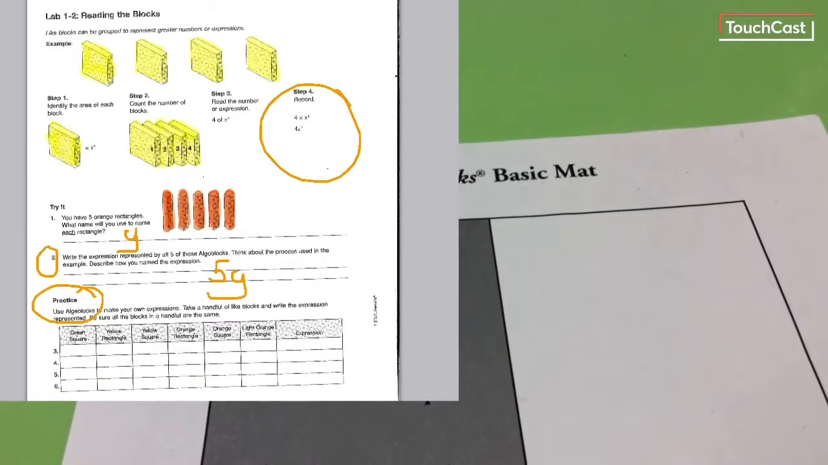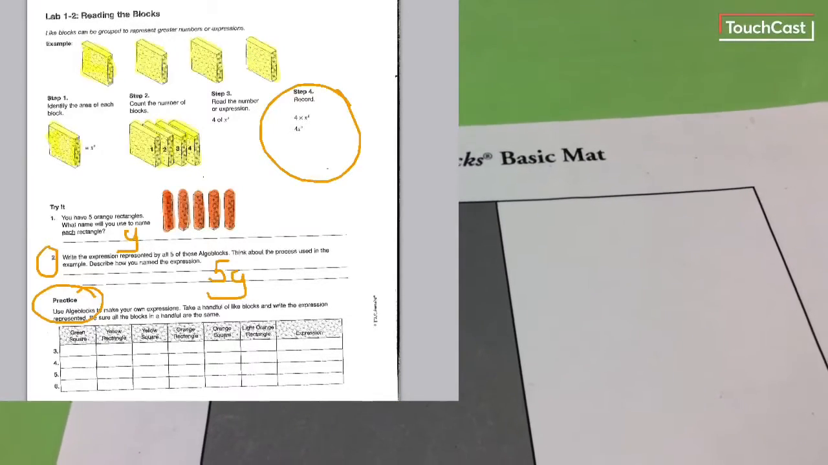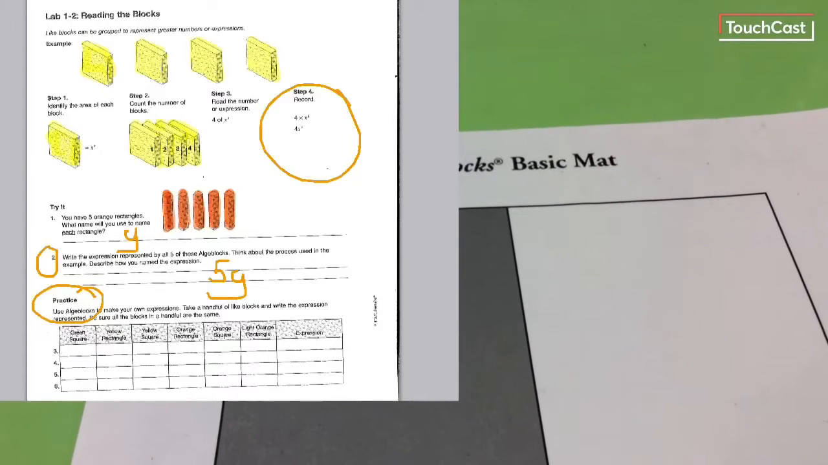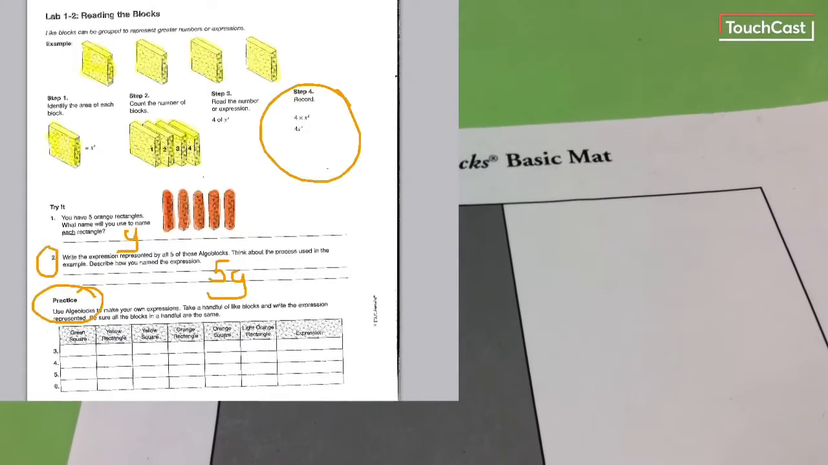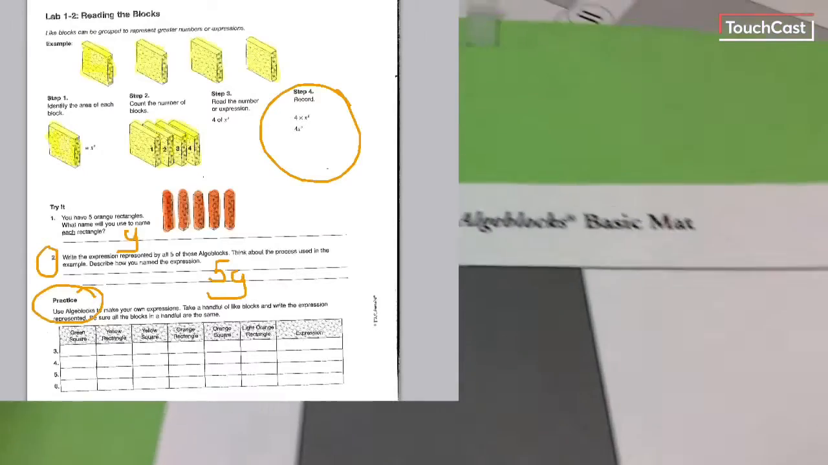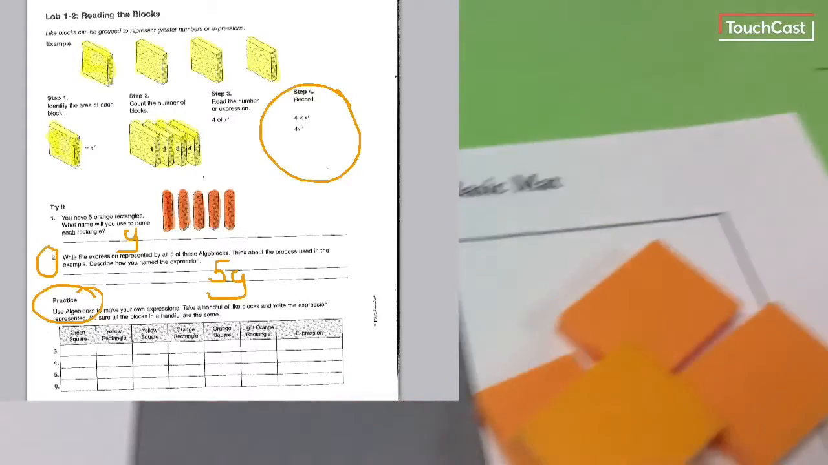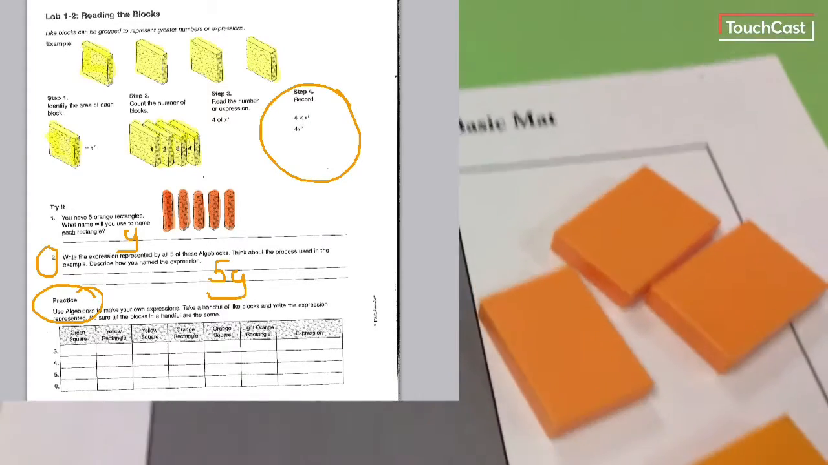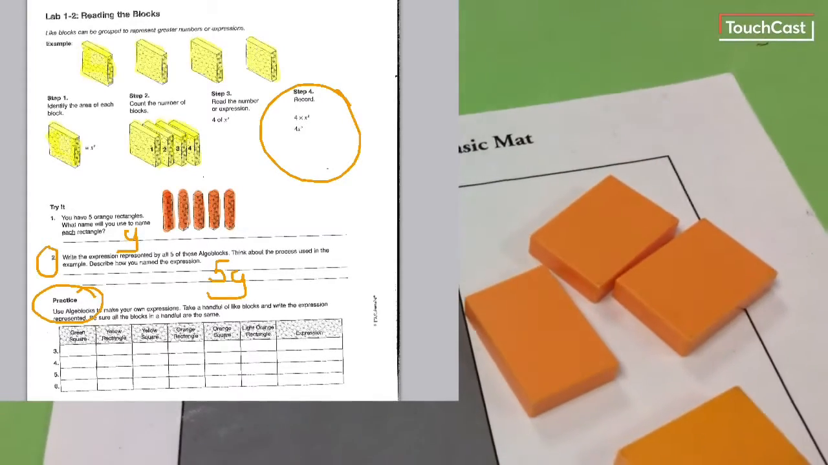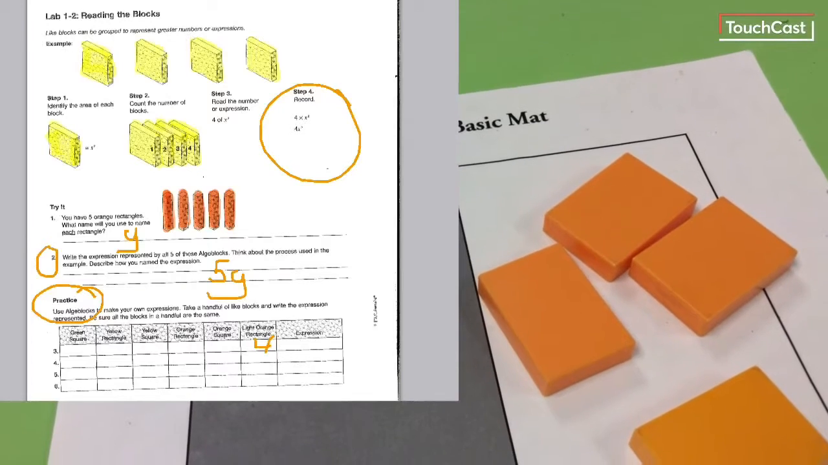Okay, it says make sure that all the blocks in your handful are the same. So we can do some that are the same and some that are different if you want. But let's go ahead and I'll grab a handful. Okay, I grabbed 4 light orange rectangles. So I would write a 4 here.